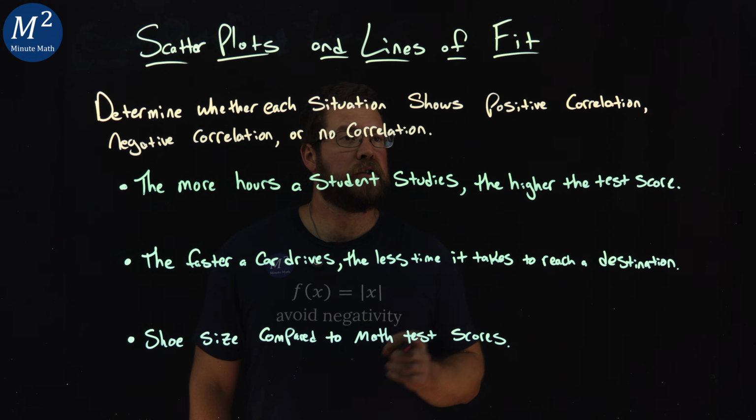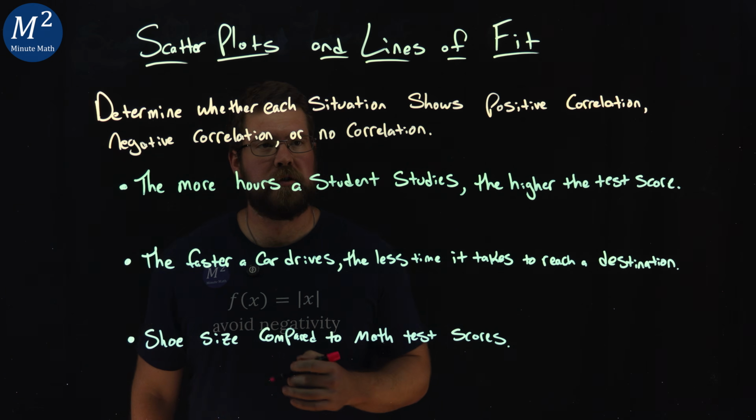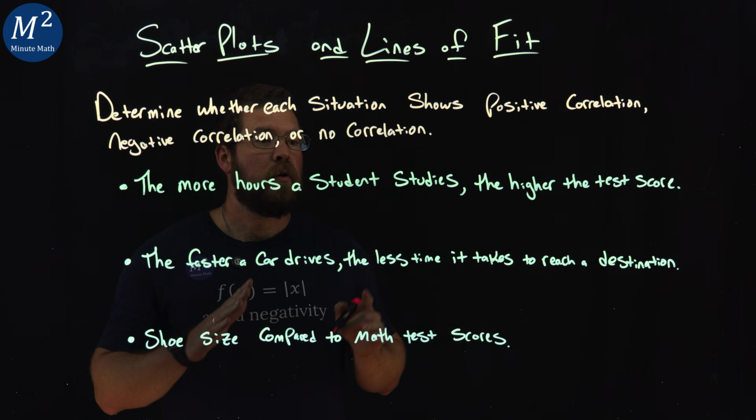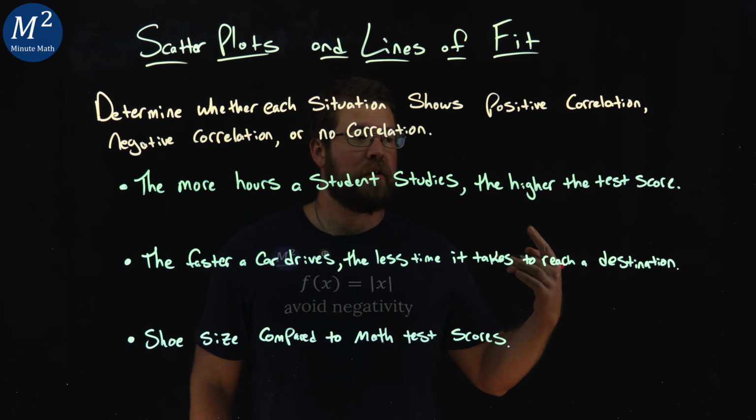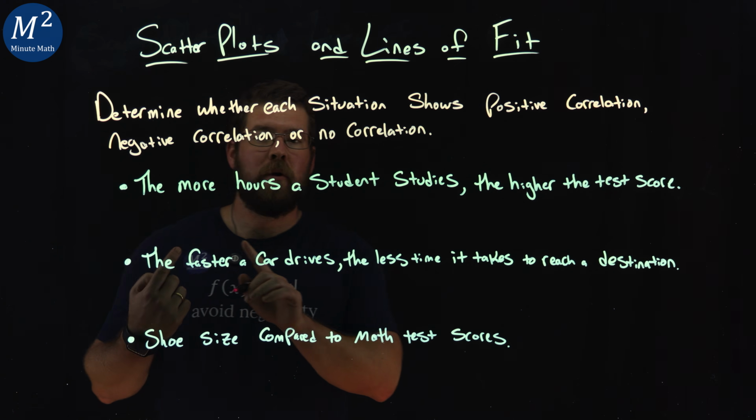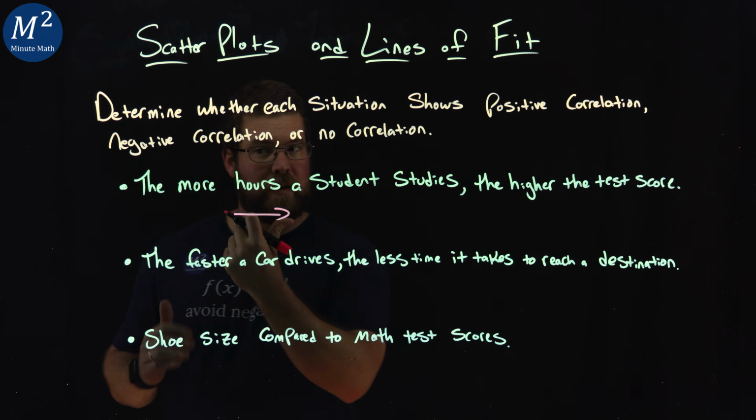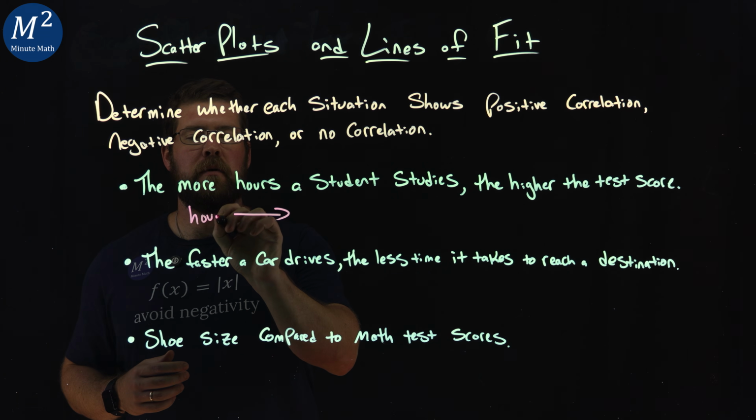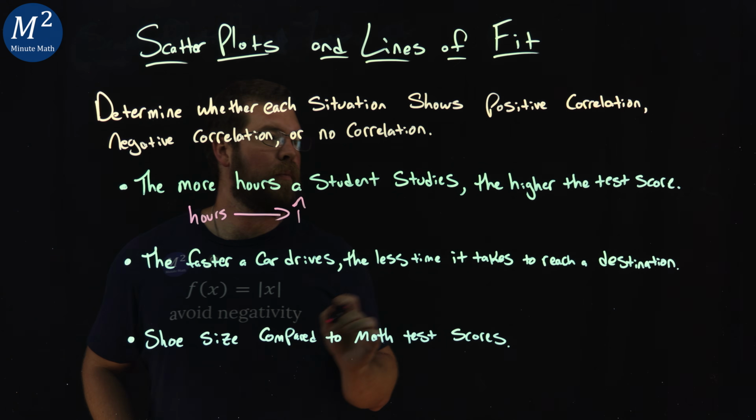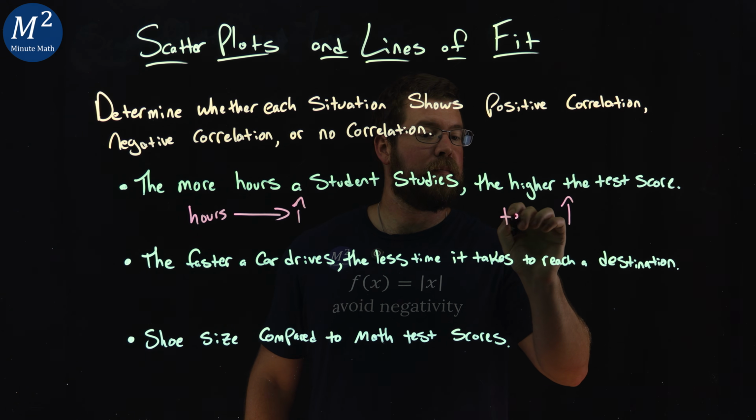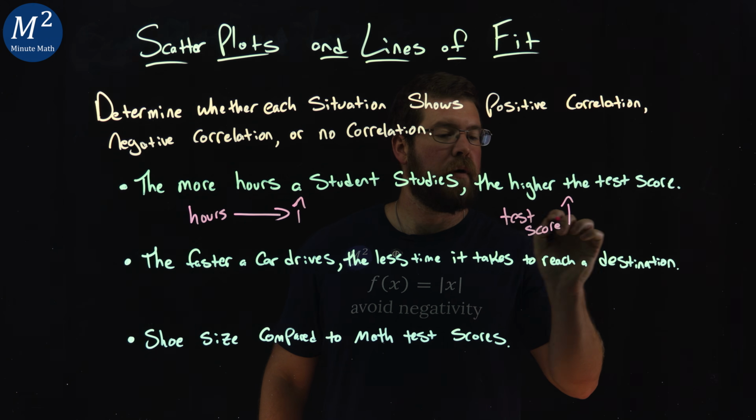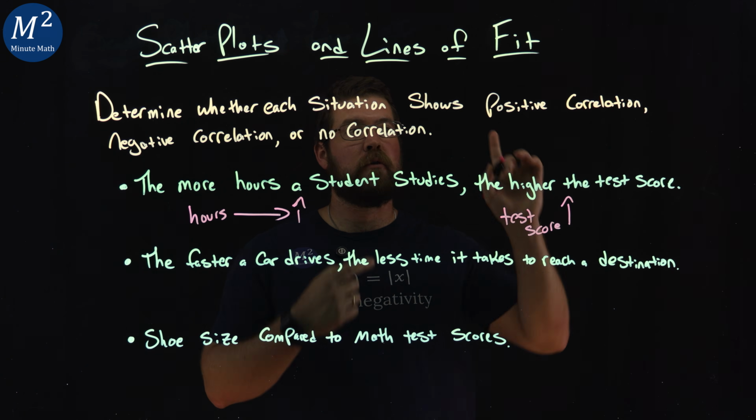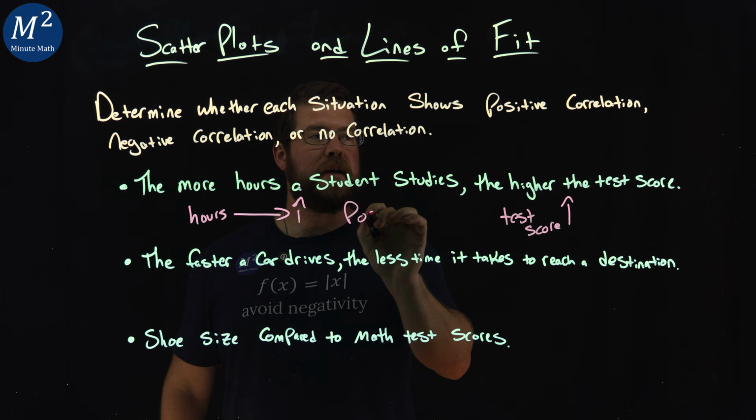Determine whether each situation shows positive correlation, negative correlation, or no correlation. First one, the more hours a student studies, the higher the test score. So more hours as time goes on, as hours increase, right? We're increasing the hours, so hours are going up. Then the higher the test score. So if both are increasing, as hours increase, test score increases, we would say that's a positive correlation.